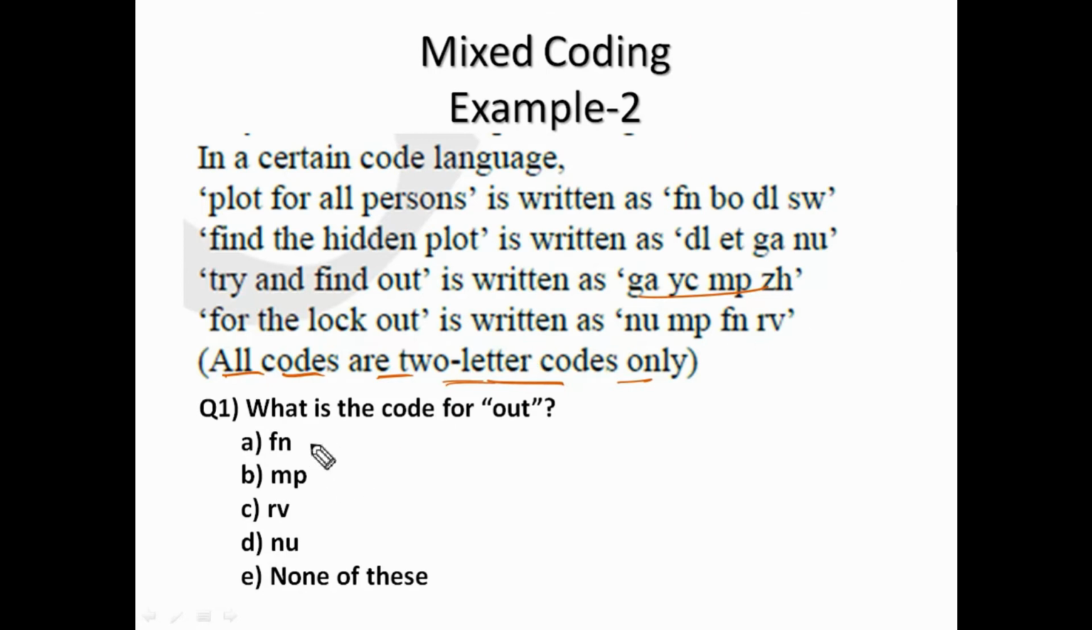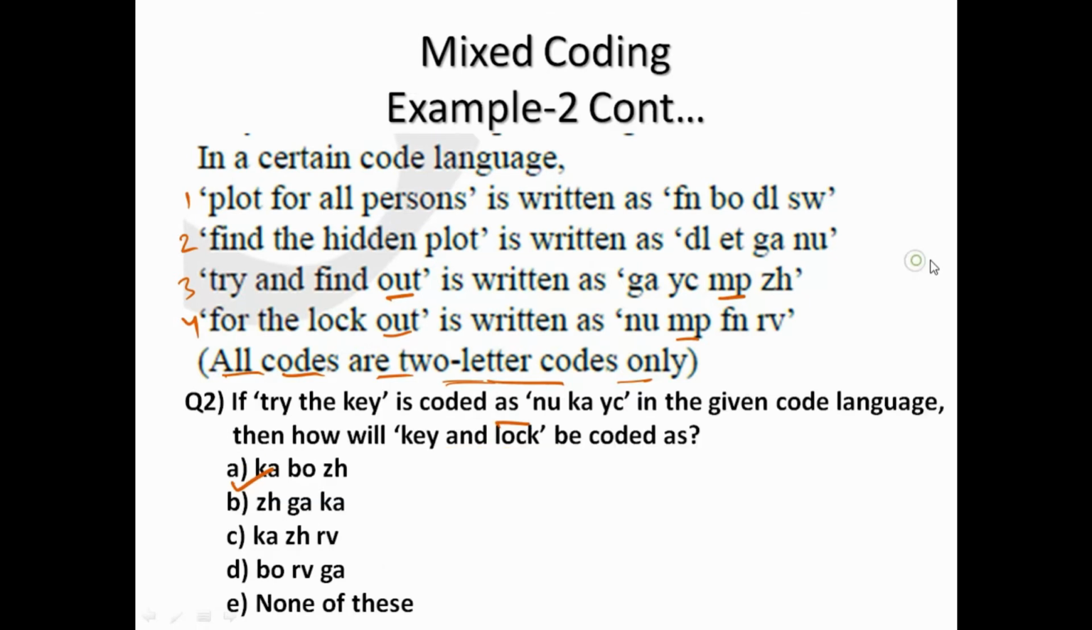Okay, directly go to the question. "Out": is it a common word or an uncommon word? Common, and it is there in which statements? Statements 3 and 4. Is only "out" common, or are any other words common? Only "out" is common. So corresponding to these two, there will be one code common. What is that code? In the third and fourth statements, the common code is MP. So the answer is MP is the code for "out". Clear? Next question.